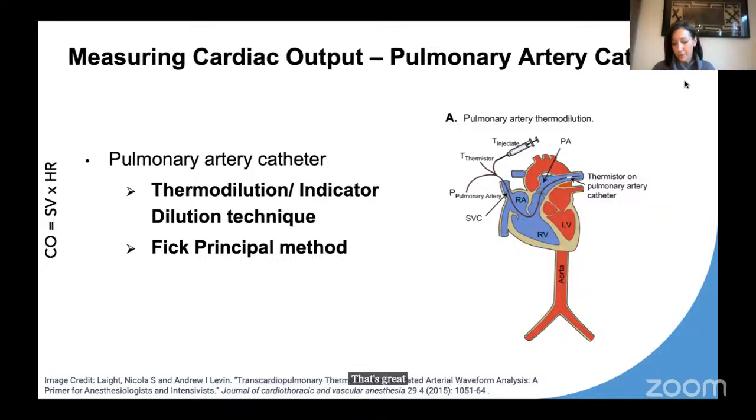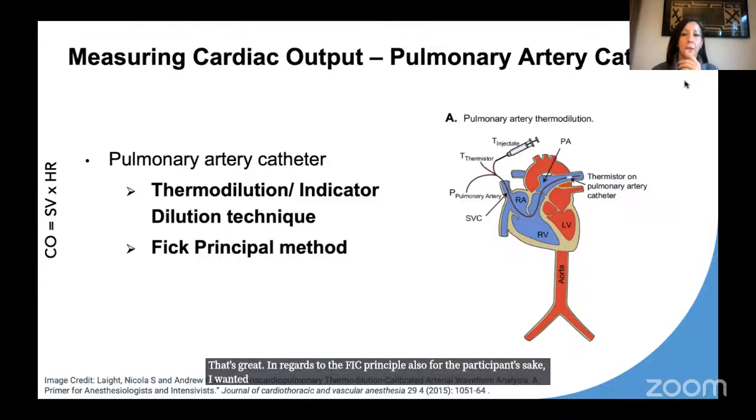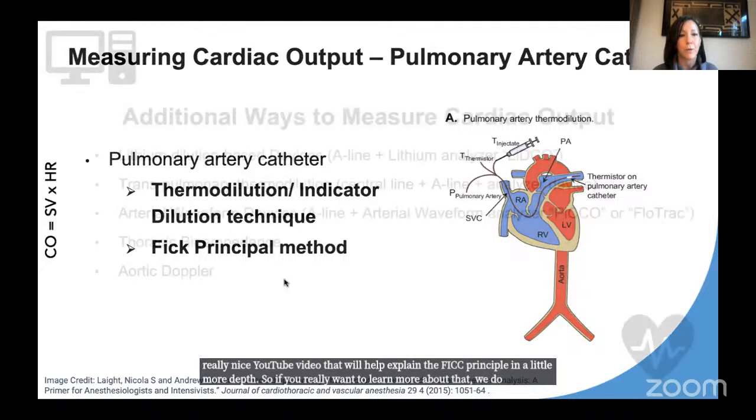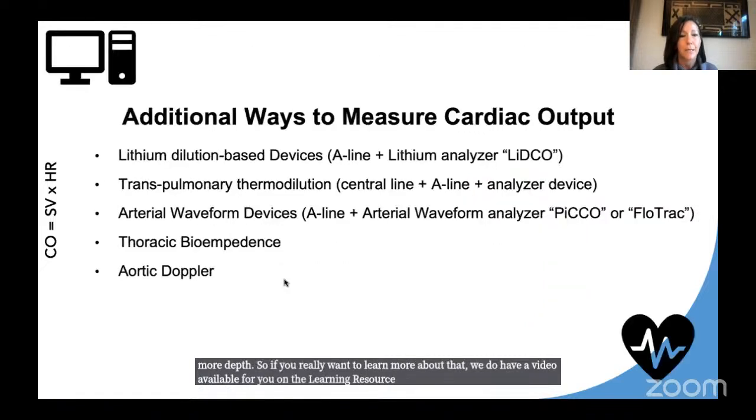In regards to the Fick principle, also for the participants' sake, I wanted to just alert you that on the Learning Resource Center, we have a really nice YouTube video that will help explain the Fick principle in a little more depth. So if you really want to learn more about that, we do have a video available for you on the Learning Resource Center.